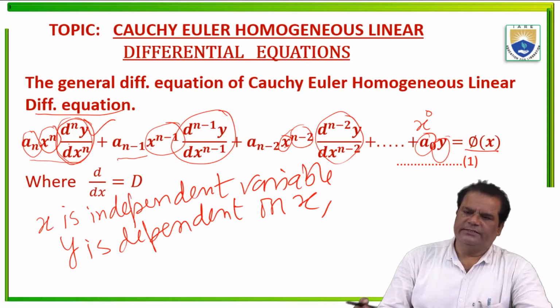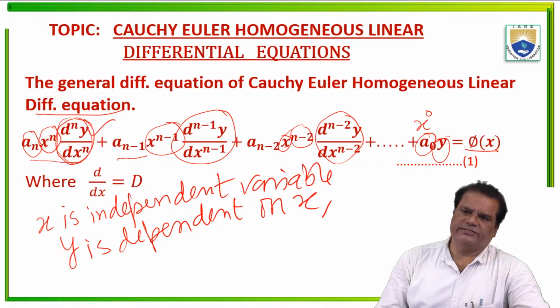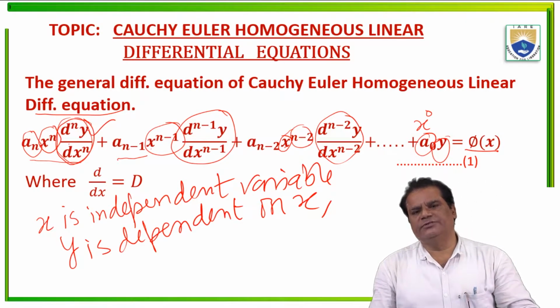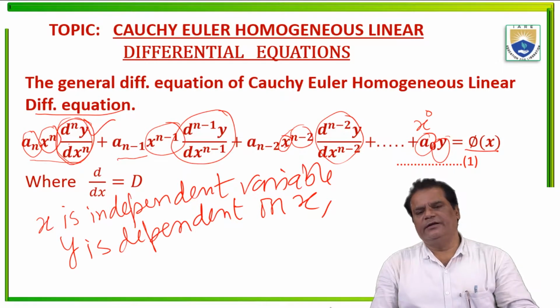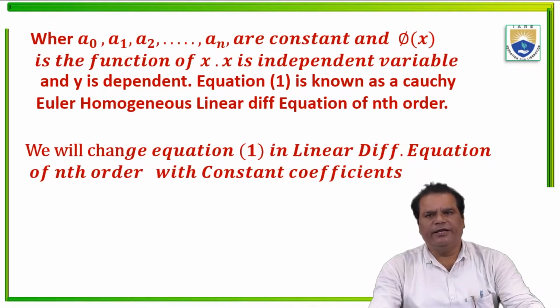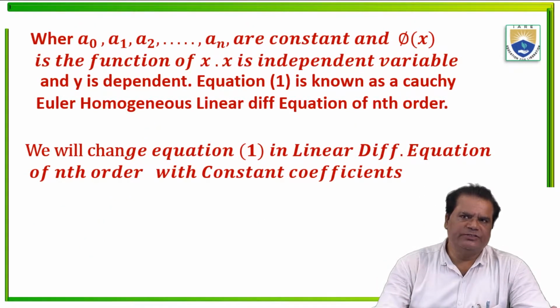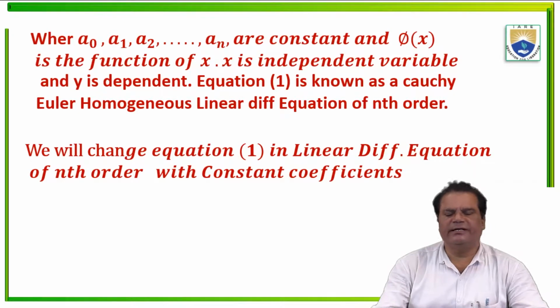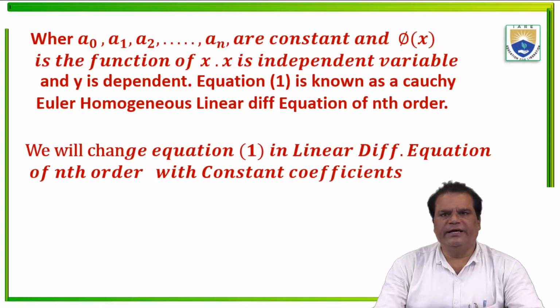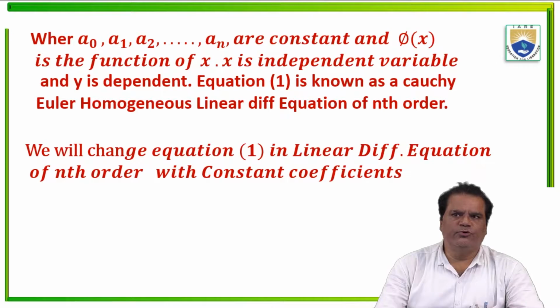On the right-hand side there is some function of x, phi(x). Now how can we solve this differential equation? We will discuss in detail how to find the solution. Here a_0, a_1, a_2, up to a_n are constants multiplied with the derivatives, phi(x) is a function of x, x is the independent variable and y is the dependent variable. Equation 1 is known as Cauchy Euler's homogeneous linear differential equation of nth order.